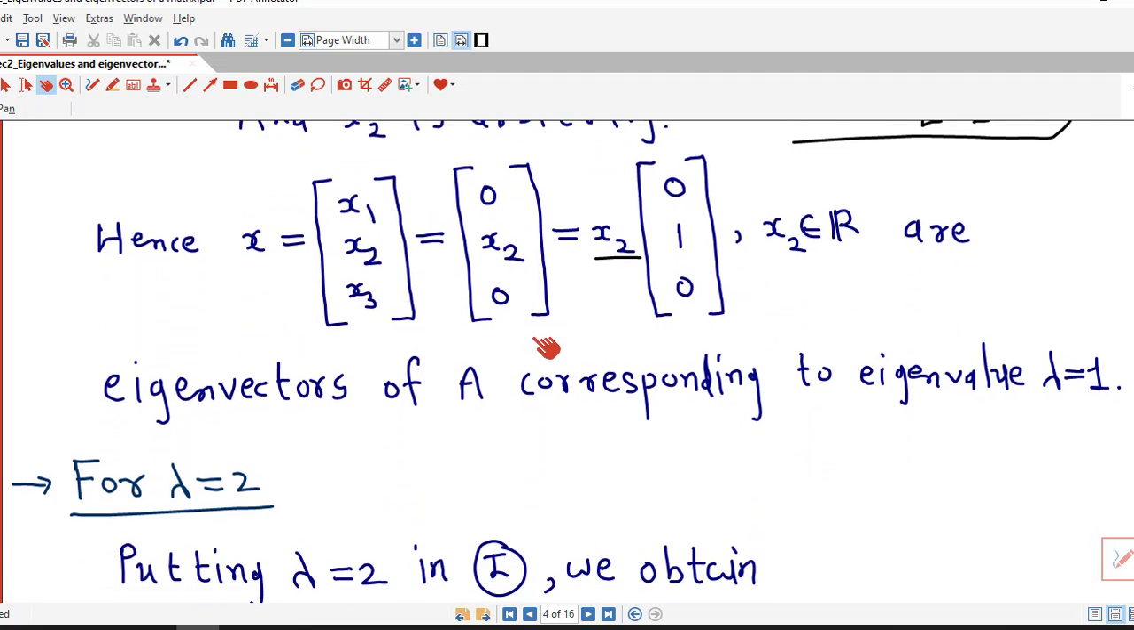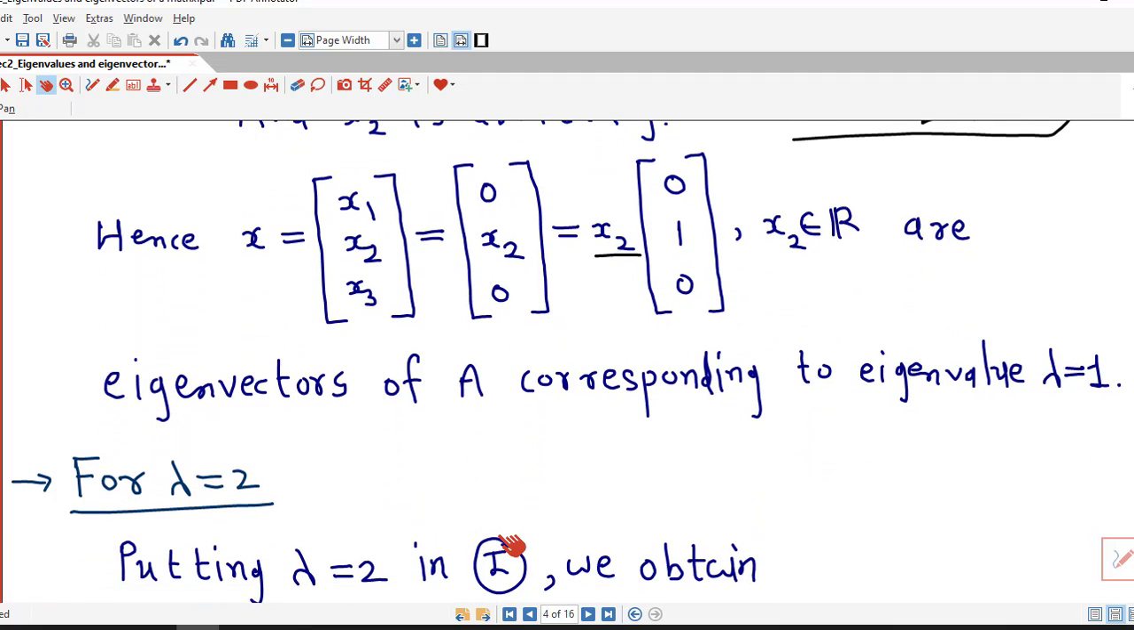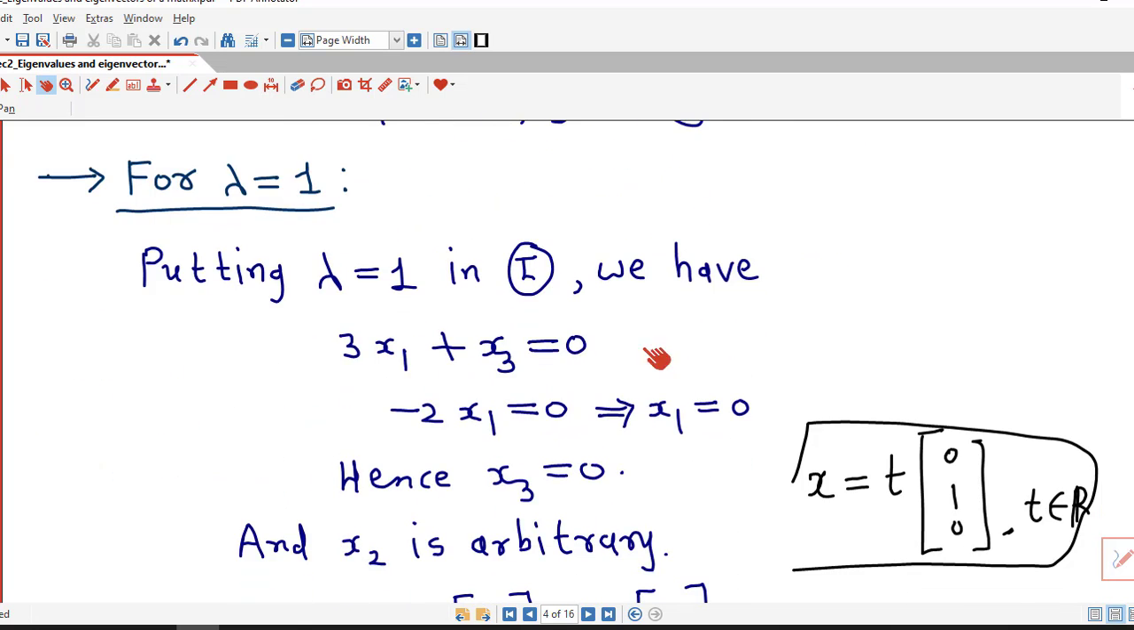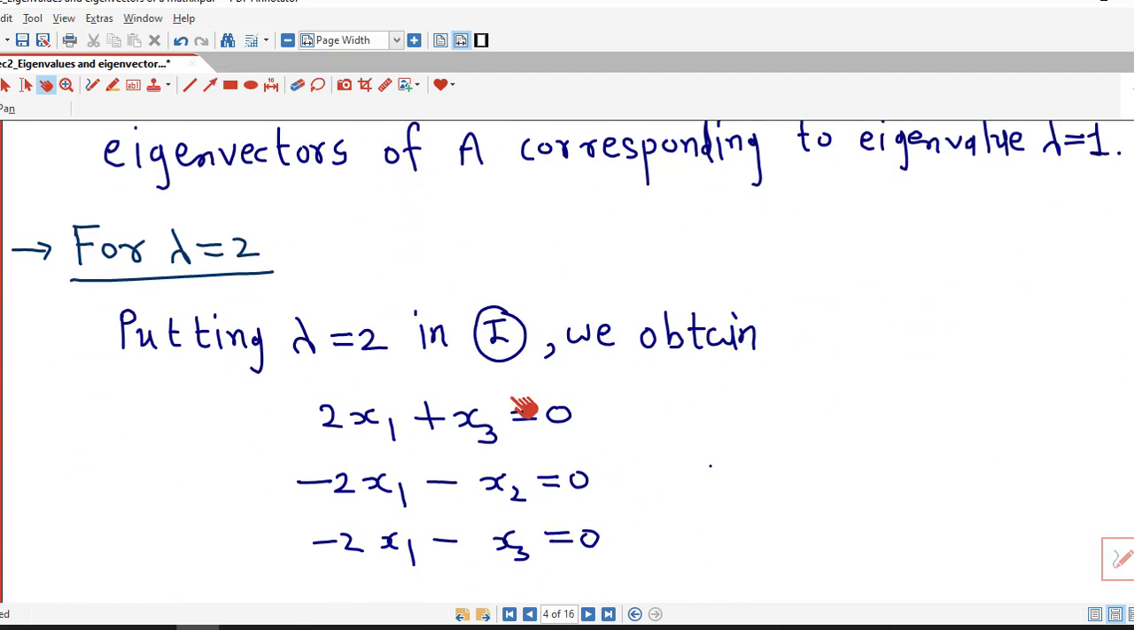Now we put lambda equal to 2 in the given system and we solve the corresponding system. So for lambda equal to 2, the first equation is 2x1 plus x3 equal to 0. The second equation is minus 2x1 minus x2 equal to 0. And the third equation is minus 2x1 minus x3 equal to 0. So that we have written here.